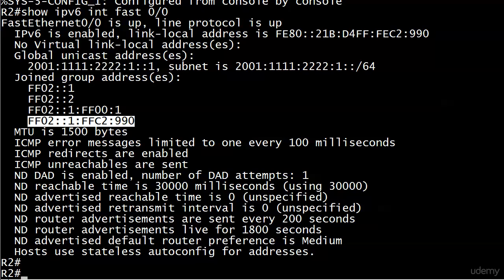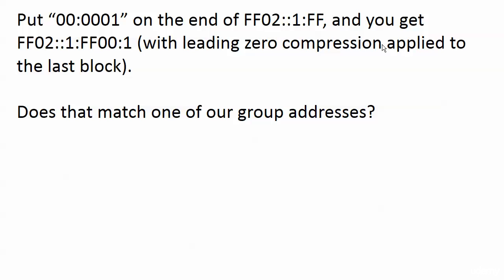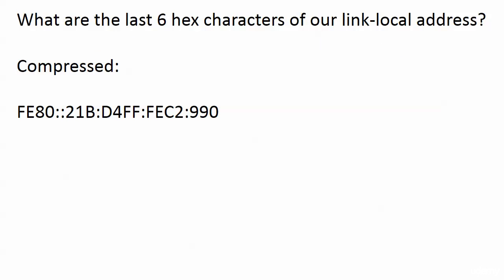But how did we get there? How did the router calculate that? Let's go ahead and walk through this one. What are the last 6 hex characters of our link local address? And you can pretty much do that one just by looking at it. I don't think you'd have to write that one out, but doing the uncompression practice is a good deal. So let's have a look at it uncompressed.